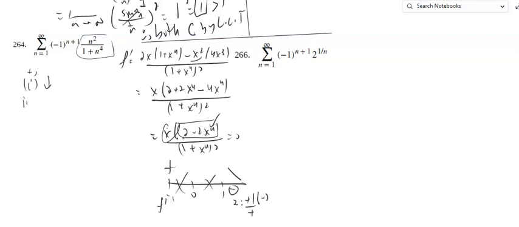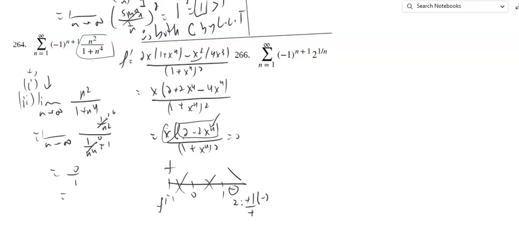And for part 2, the limit as n approaches infinity of, if I divide by the highest power term of the denominator, I'm in good shape. Of course, you could use L'Hopital twice. 1 over n to the fourth plus 1 over n squared. That is 0, that is 0. That's 0 over 1, which is 0. Therefore, it converges by the alternating series test.